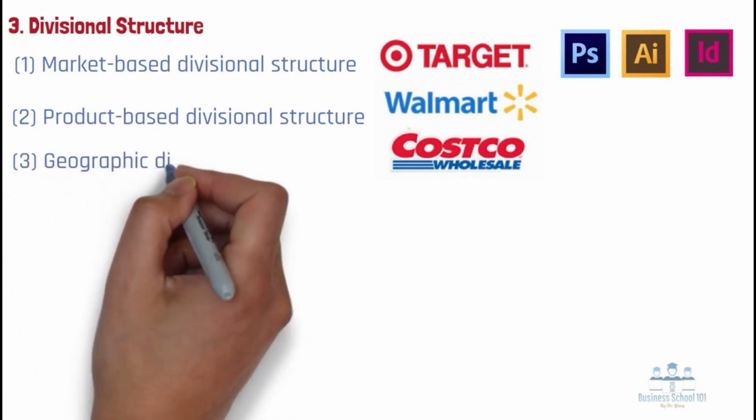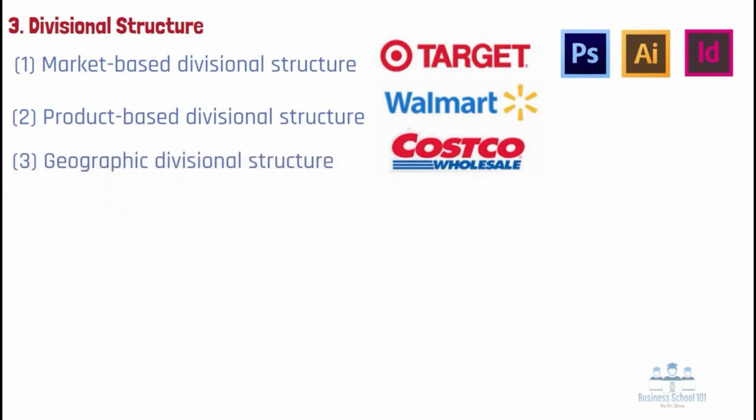Number 3. Geographic divisional structure. Divisions are separated by region, territories, or districts, offering more effective localization and logistics. Companies might establish satellite offices across the country or the globe to stay close to their customers. This structure can be found in many large multinational companies.